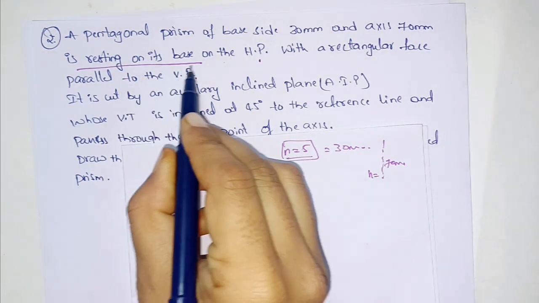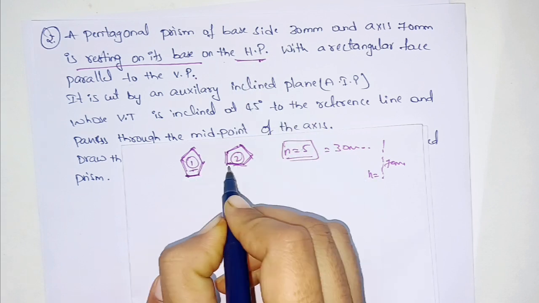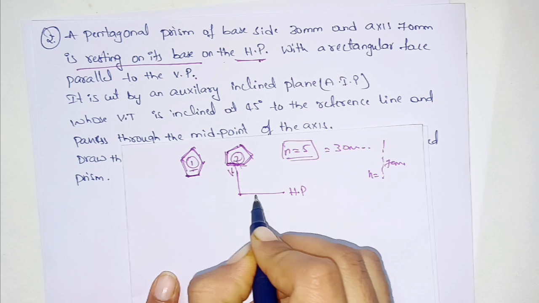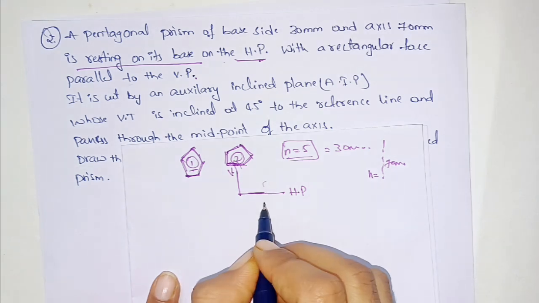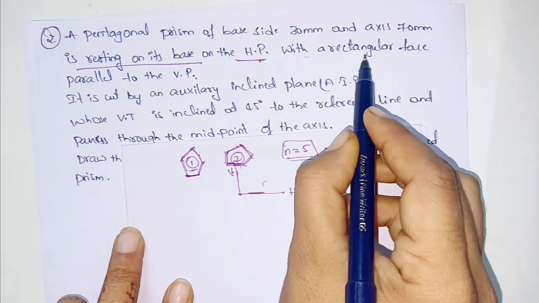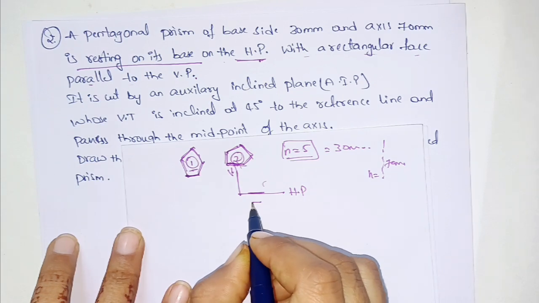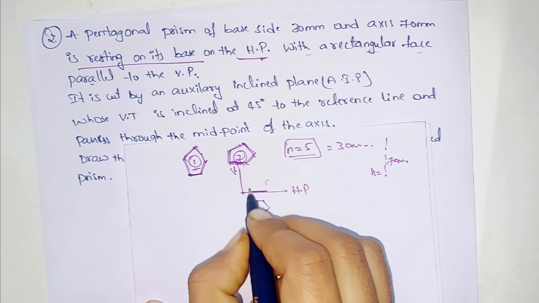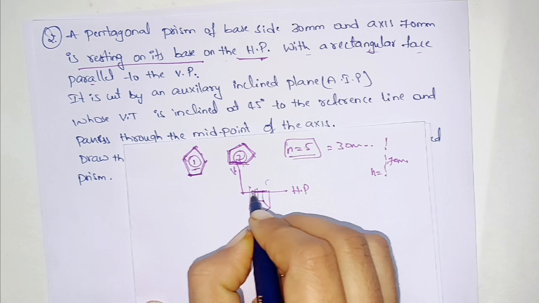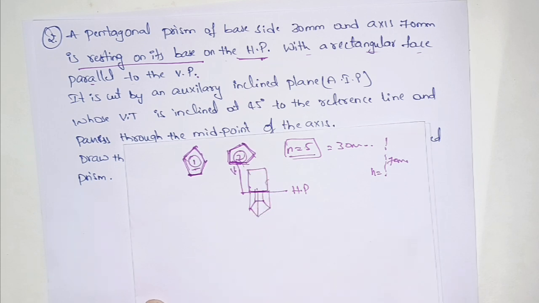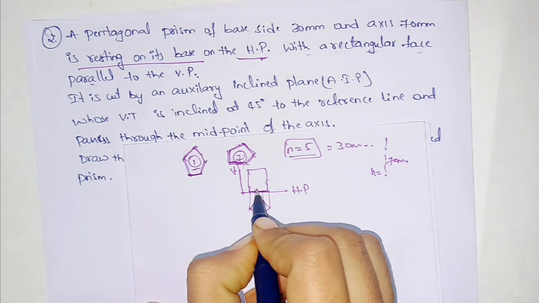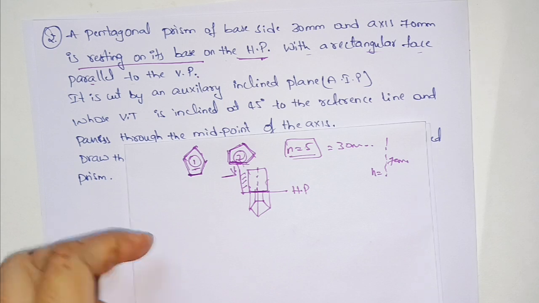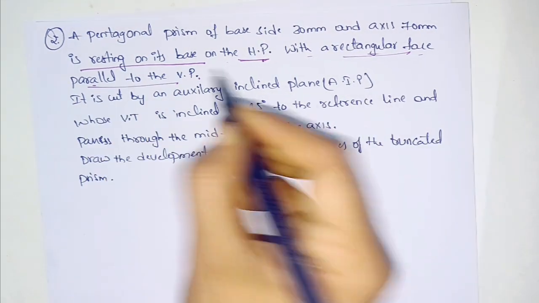But here it is resting on the base on the HP, one base is on the HP. This is the HP and this is the VP. Definitely it comes downside of the diagram, with the rectangular face parallel to the VP. If drawn in the reference line downside of the pentagon, definitely the axis will reflect above the reference line, and the rectangular face is parallel to the VP. It is done to satisfy this statement.